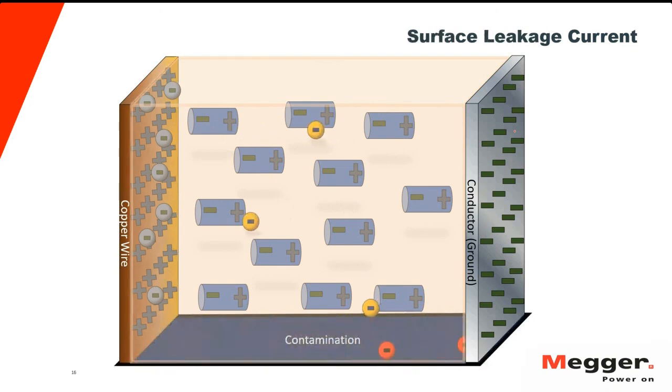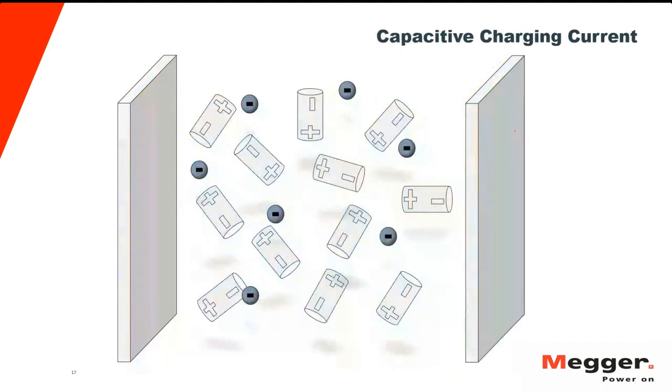Okay, and sometimes if you have some contaminants on the surface that is not being tested, for example, the side of the bushings, then that is a surface leakage current. That is also happening if your test object is dirty or sometimes has some moisture outside. So that is the surface leakage current.